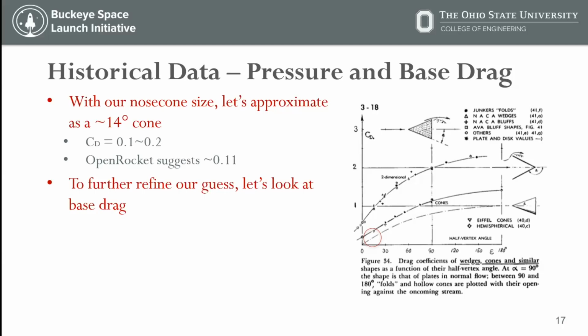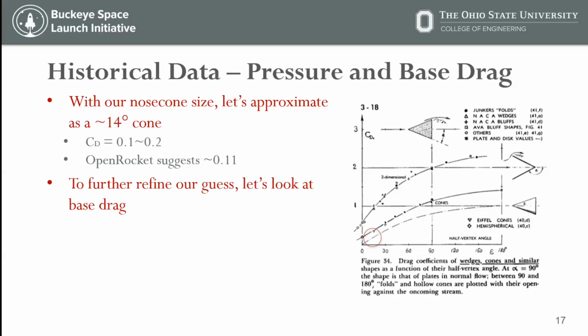So I put a little red circle there on the chart. I don't know if you can see it that well. It's looking like our pressure drag coefficient should be around 0.1 to 0.2. And if we go into the OpenRocket simulation, it suggests that our pressure drag coefficient should be about 0.11. So it tells you that the OpenRocket guess is probably pretty close to what we would expect to see. But we can further refine our guess.